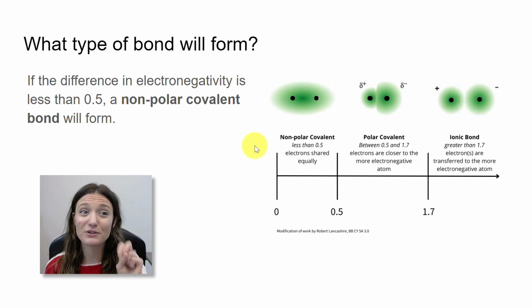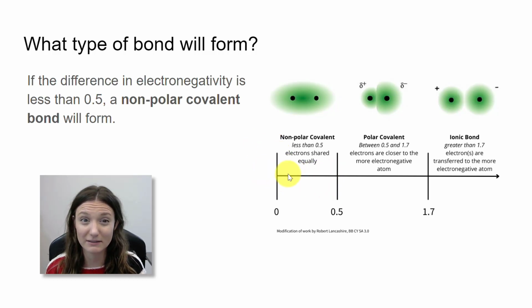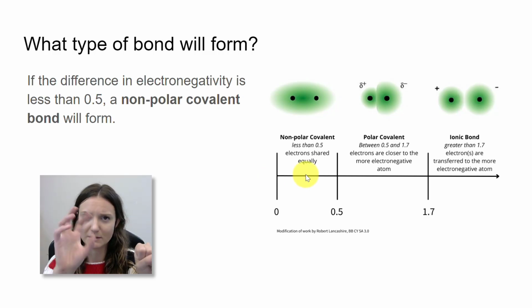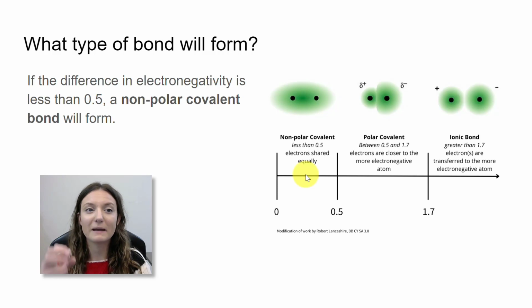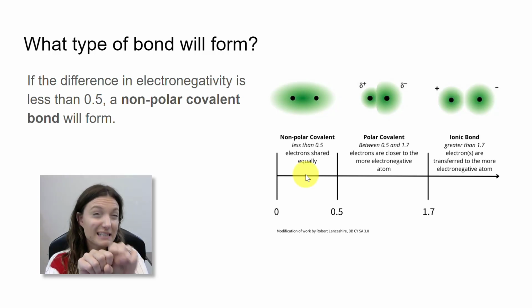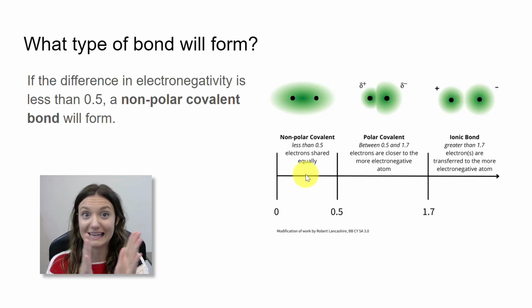So if we have two atoms in which their difference in electronegativity is between 0 and 0.5, so a relatively small difference in electronegativity. When I say difference, I mean subtract one from the other. Take the bigger one, subtract the smaller one from it. If the difference between those two is relatively small, so that means that they are very similar in their electronegativity, they're going to share their electrons equally.